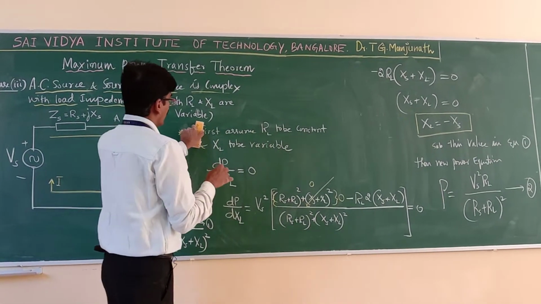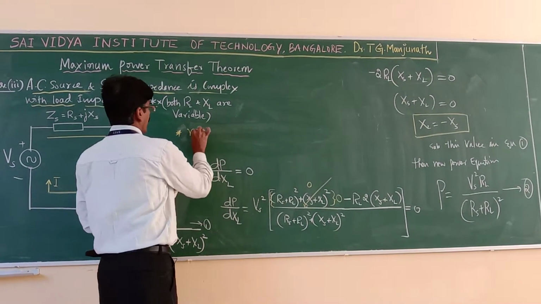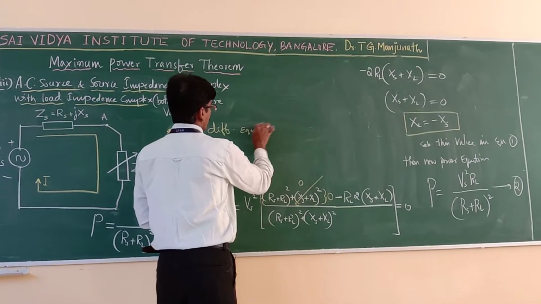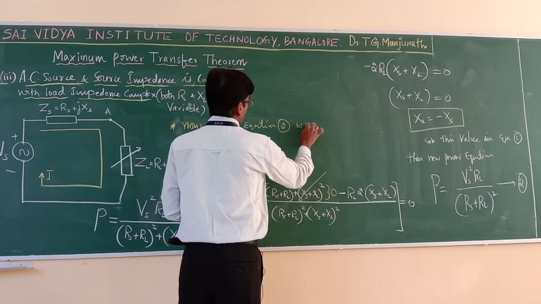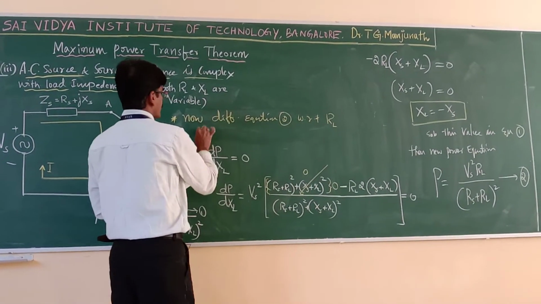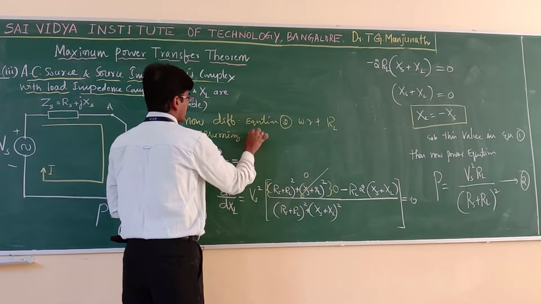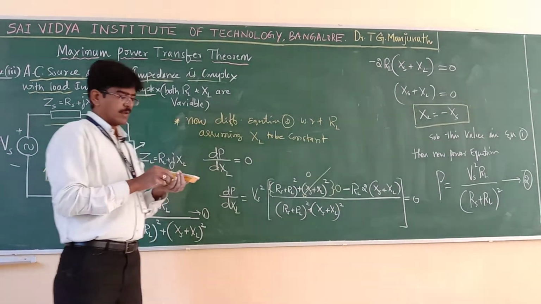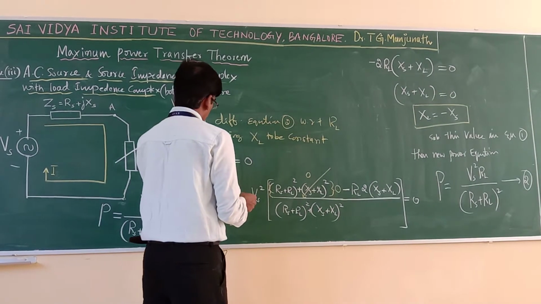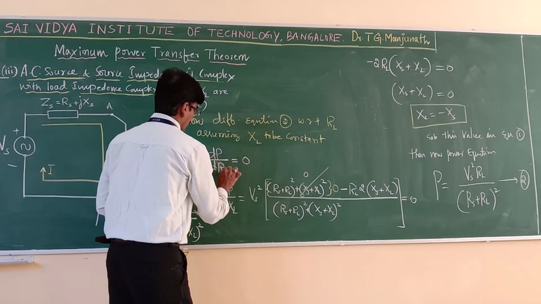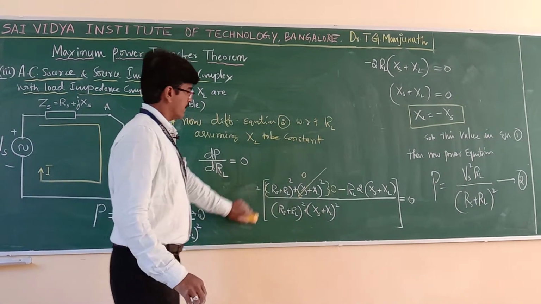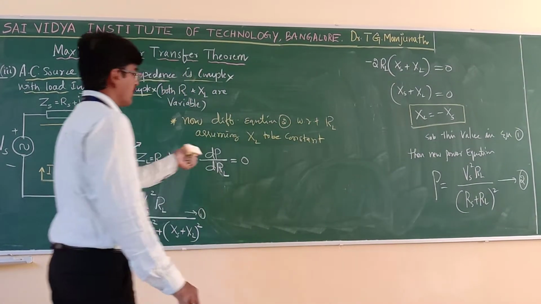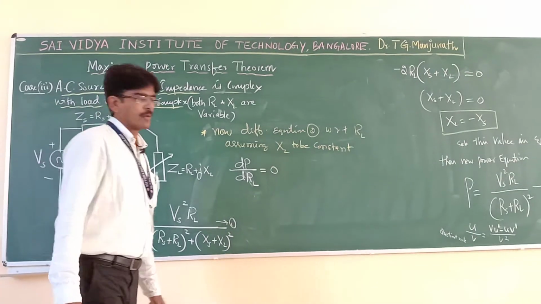Now differentiate equation 2 with respect to RL, assuming XL to be constant. Okay, assuming XL to be constant, that is dP by dRL must be 0 now. This is the condition. Now let us differentiate this equation. That is the second equation. Now I have to differentiate. So let us use quotient rule.